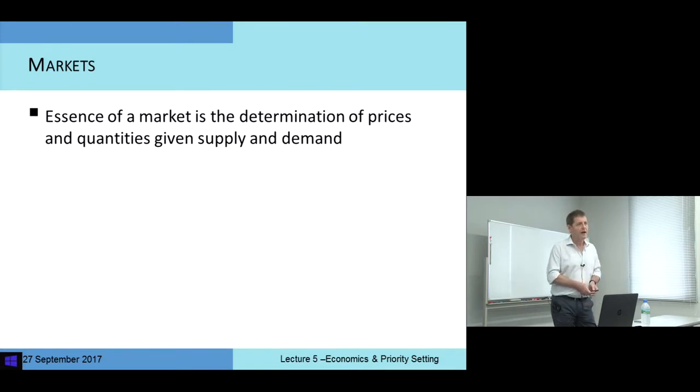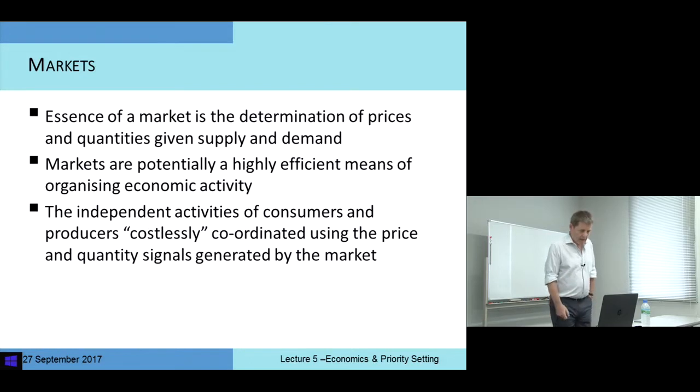But all markets have the same essence, and what they are doing is they are a forum, a mechanism, whereby quantities and prices that are going to be supplied and demanded are formed. Now, markets are potentially highly efficient, potentially a great way of organising economic activity. And I suppose as evidence for that, I could just point to all around us, so many parts of our human existence, we seem to be quite comfortable leaving things to the market.